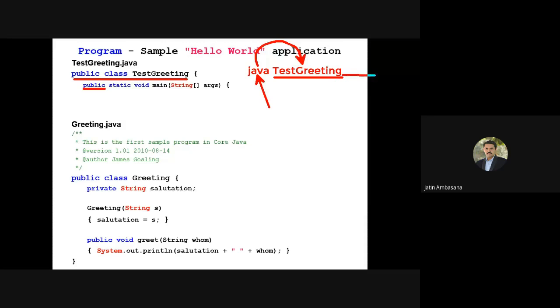Here the .class extension is not needed while running the file. So when we say java test greeting on the command line, this Java interpreter will run this main method. So in order for this main method to be run by the Java interpreter, it has to be publicly available outside the class. Okay, so that's why it is declared as public.